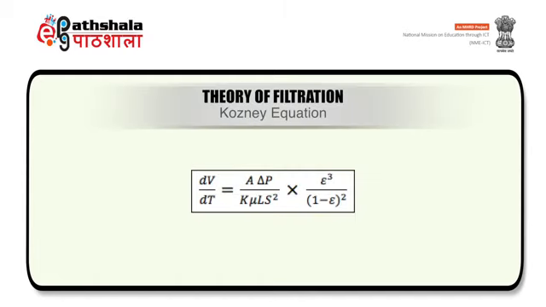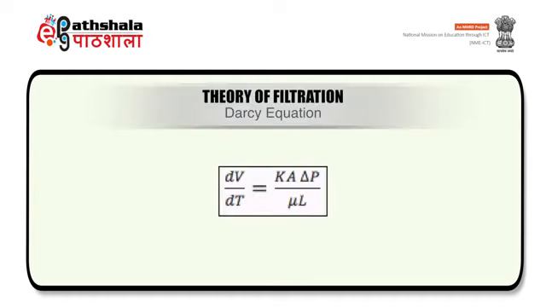The rate of filtration is also given by Kozeny equation, which takes into account the resistance offered by the filter bed. You can see the equation on the screen. The rate of filtration is also given by Darcy's equation, which takes into account irregular and non-uniform capillaries formed in the filtration bed. The Darcy equation is like that which is shown on your screen.